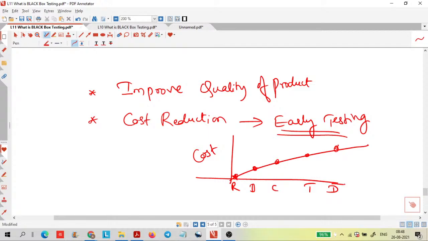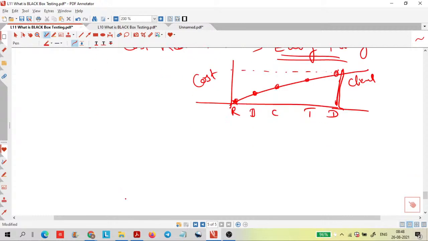Okay, if you are fixing the defects at the client side, then there will be more cost. The cost of fixing the defects is more. And you need to go for the different testing techniques to improve the quality of the product.